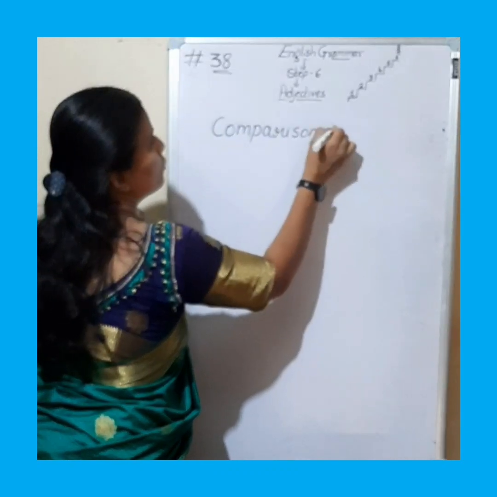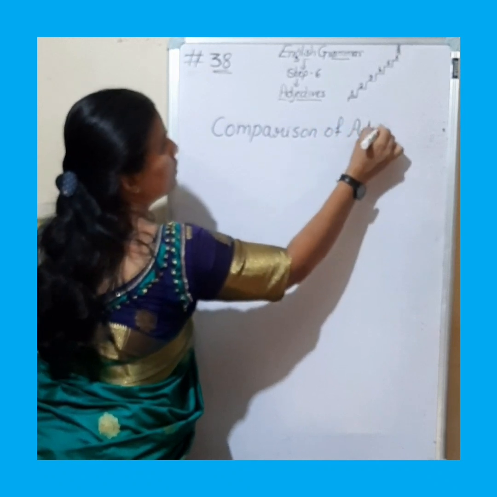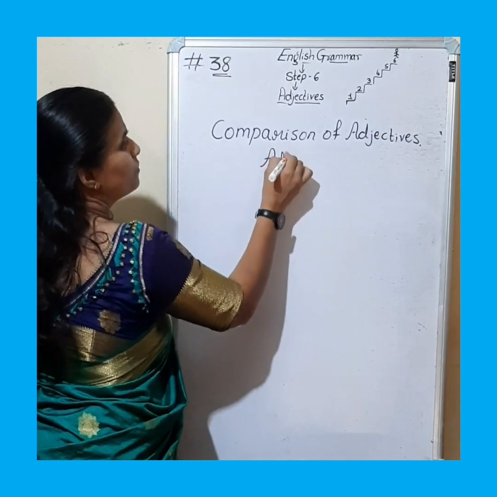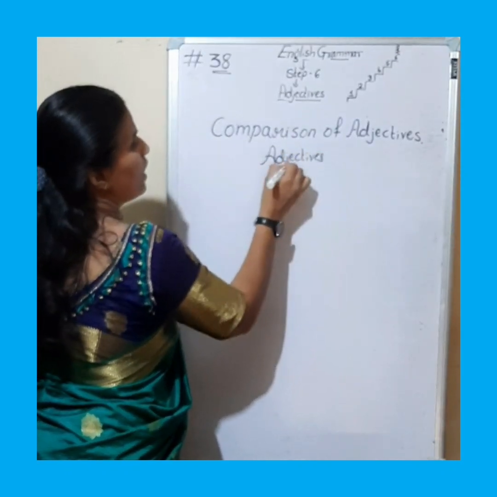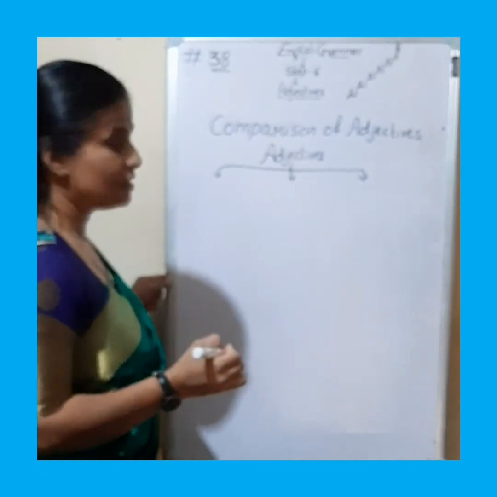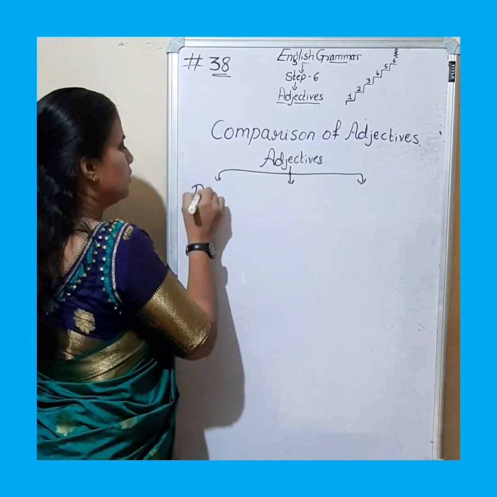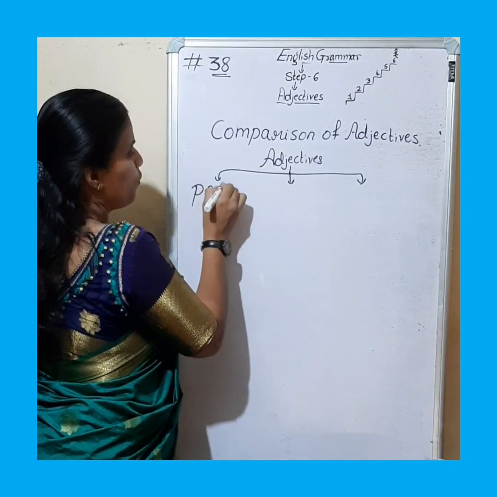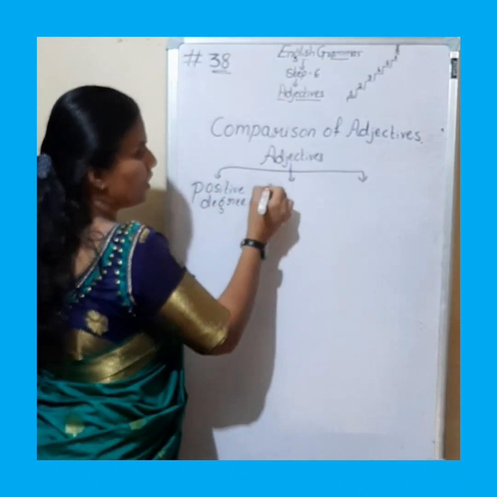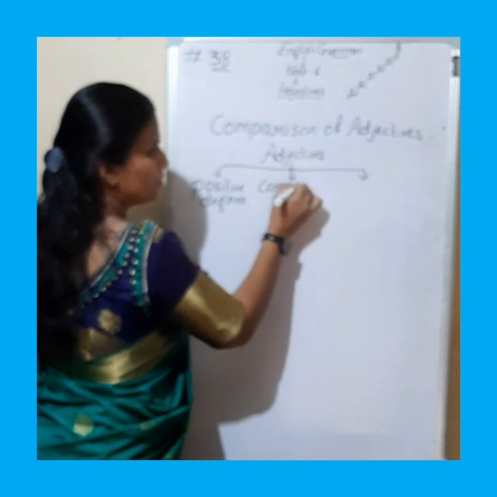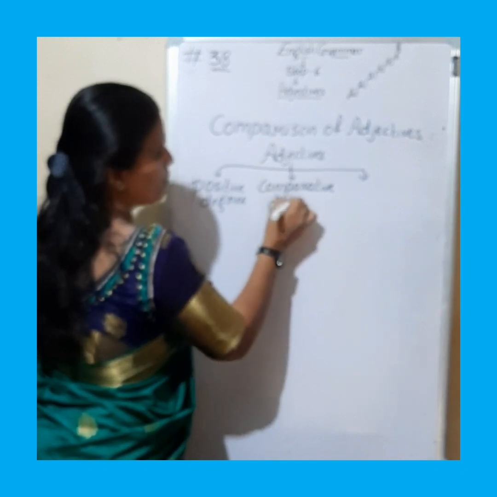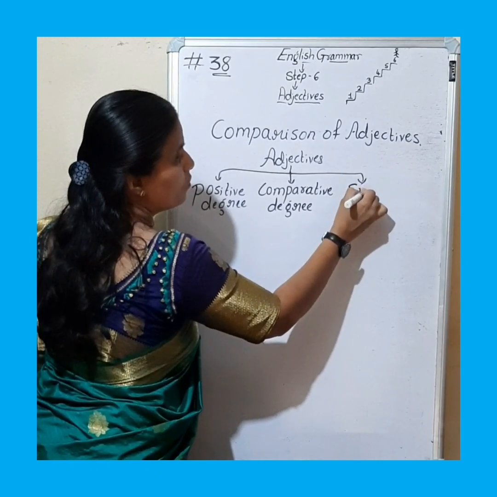Comparison of adjectives. These adjectives have 3 degrees of comparison. Let us have a look: positive degree, comparative degree, and superlative degree.